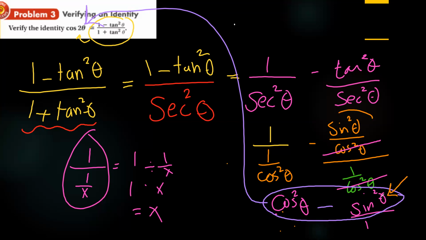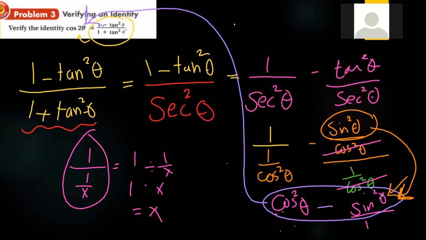Cosine cancels cosine, and this sine I wrote it down. So cosine squared minus sine squared is cosine 2 theta. Got that? We know that we have 3 identities for cosine 2 theta. One of them is cosine squared minus sine squared, which is the cosine double angle identity.